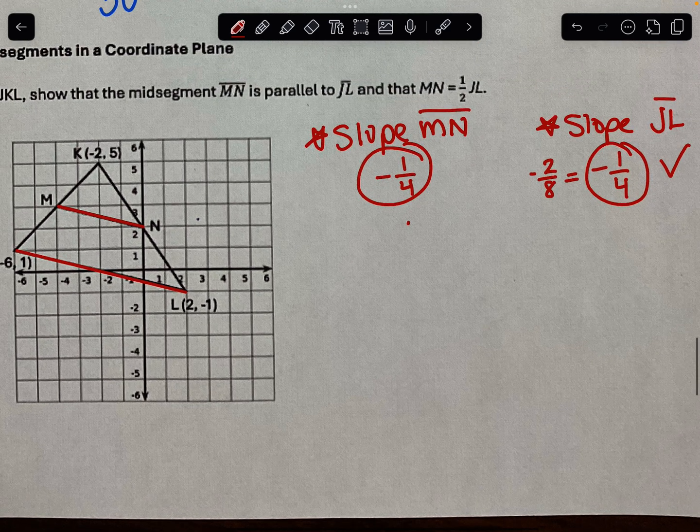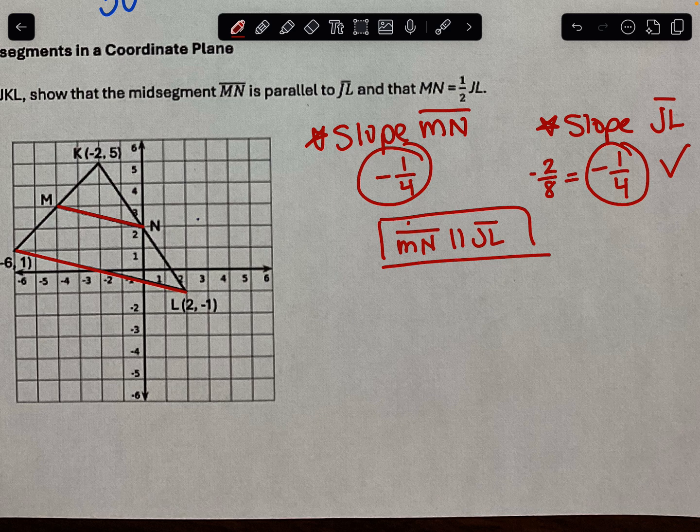So let's write MN is parallel to JL. So that's the first thing it asks us to say. Then it wants us to show, doesn't really say prove, but show that MN is half of JL. Distance formula. Yep.